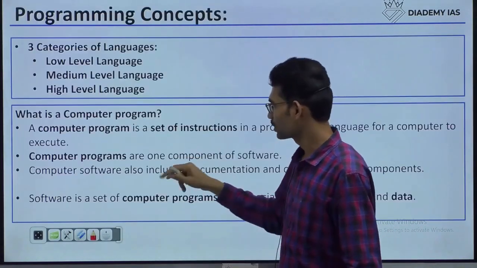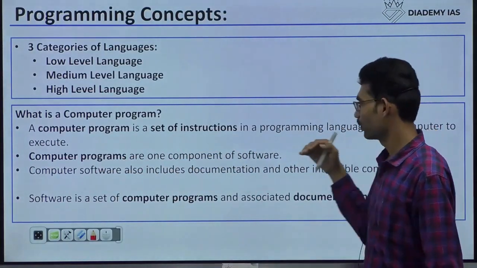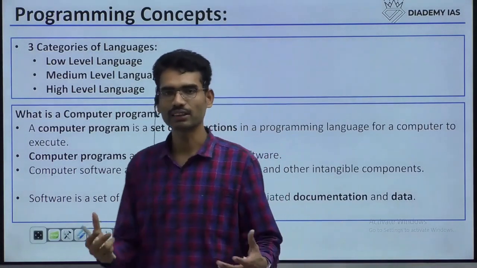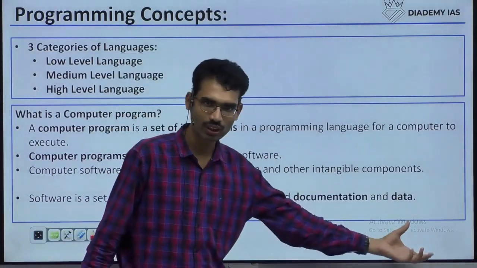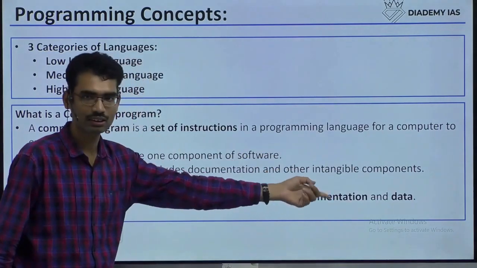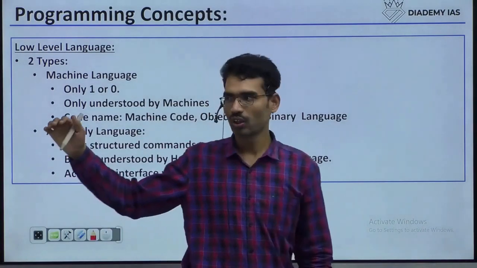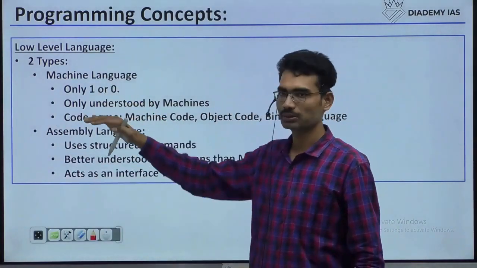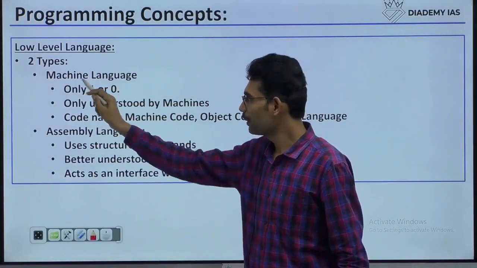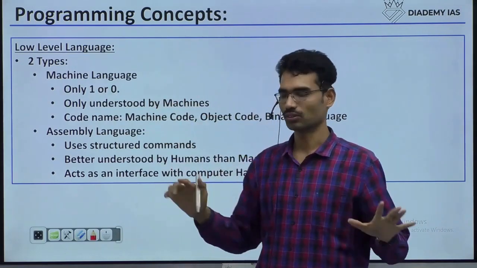A computer program, as we saw yesterday also, is a set of instructions in a programming language for a computer to execute. Any task we give to the computer, it has to perform according to the instructions written in some particular kind of language. There are two types of low-level languages. One is machine language. This language contains only 1 and 0.